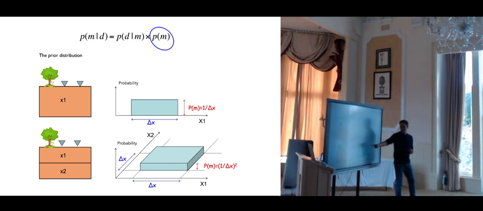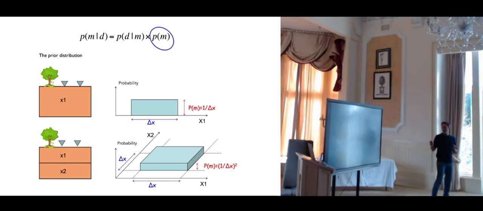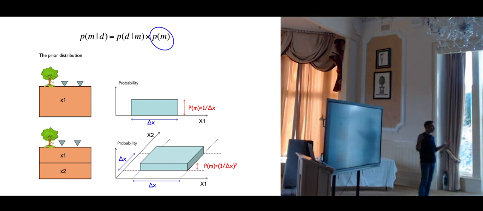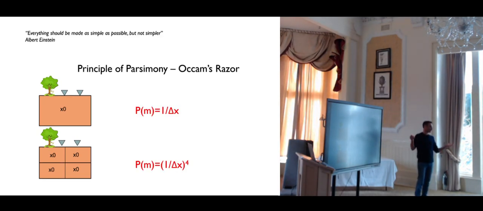So for the integral to be 1, the volume here needs to be equal to 1. So the probability of a single model is going to be 1 over delta x squared. So you see that as we increase the range of possibilities, we add a dimension, we are happy because we are able to fit the data better. But at the same time, we also increase the range of possibilities. And because all possibilities are equally probable a priori, the probability of having one possibility is lowered as we increase the volume.